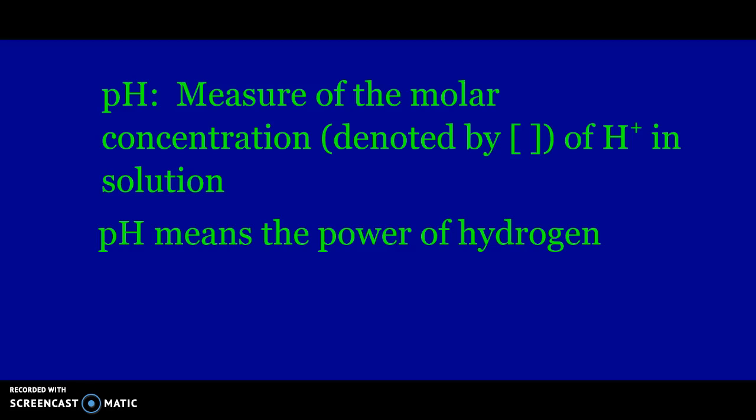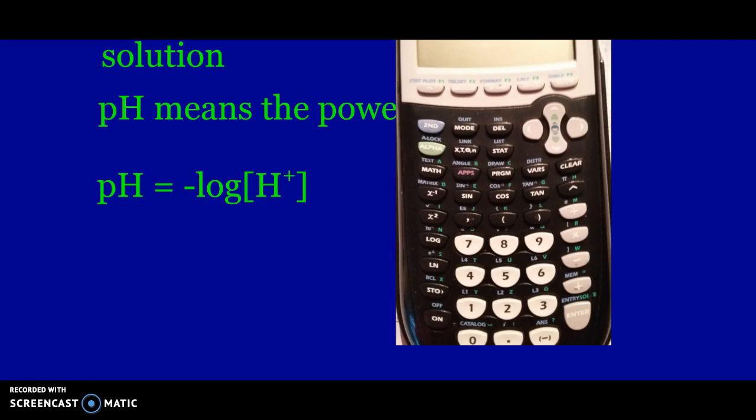The term pH actually means the power of hydrogen, so that's where it came from. So in this case, we're going to be actually using our calculators, and we're going to figure out what the power of hydrogen is. It's an old term. And the formula for calculating the pH of any solution is the negative log of the hydrogen ion concentration. The negative log of the hydrogen ion concentration.